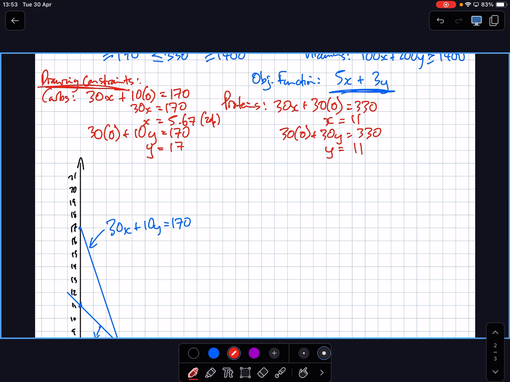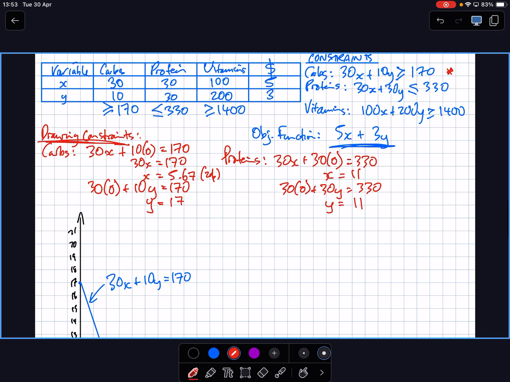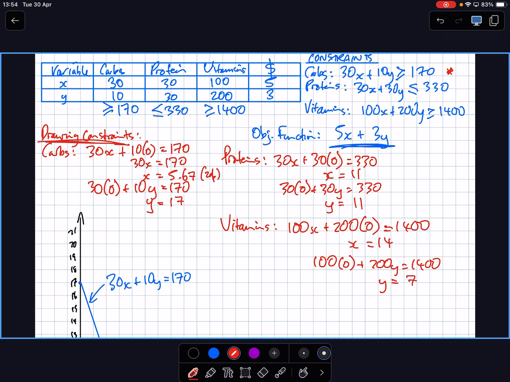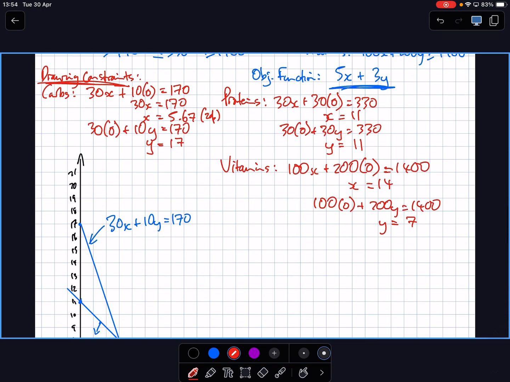Last constraint. Vitamins, or if you're English, vitamins. 100x plus 200 lots of nothing equals 1400. X is going to be 14, I believe. And yes, I will ask. You will always check my maths. And 200y equals 1400. Y should be equal to 7. So x 14, y 7.